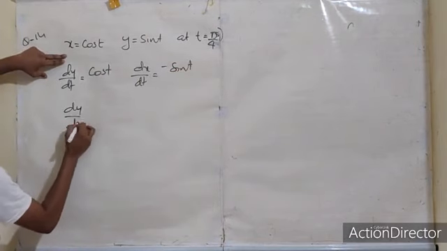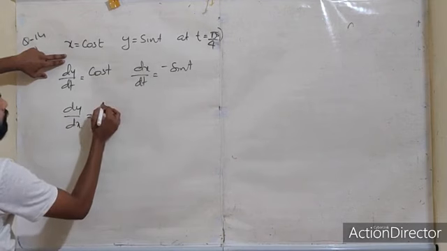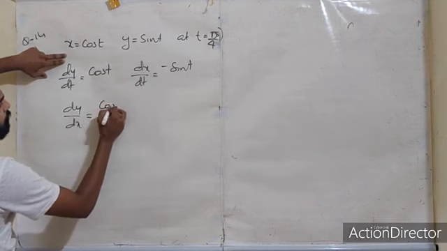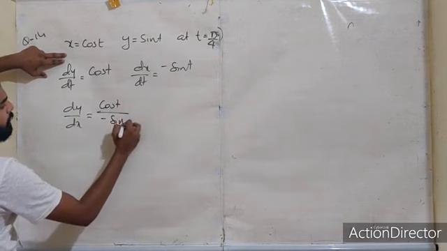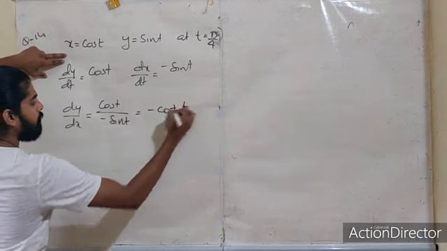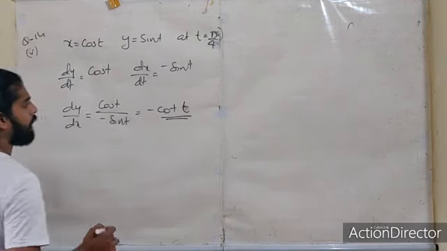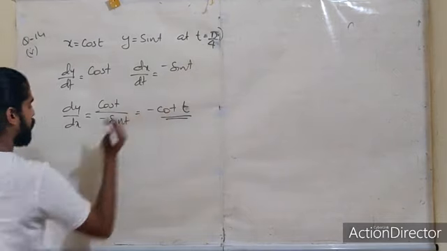Then dy by dx is equal to dy by dt over dx by dt, which is cos t over minus sin t. This is negative cot t. So negative cot t is the slope of tangent at t equal to pi by 4.